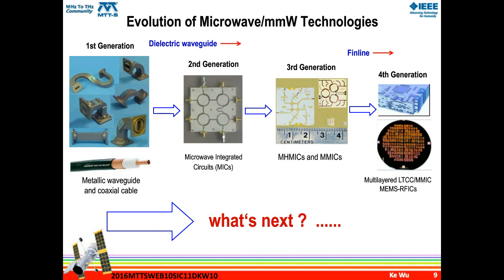Looking at the evolution of microwave and millimeter wave technology, I have one single slide here to show globally what it looks like. The first generation is the so-called bulky waveguide, or three-dimensional circuits. They are three-dimensional structures, but I call them one-dimensional circuits, because the structure is still behind one-dimensional. On the other hand, the microstrip line brought up the possibility of integration.